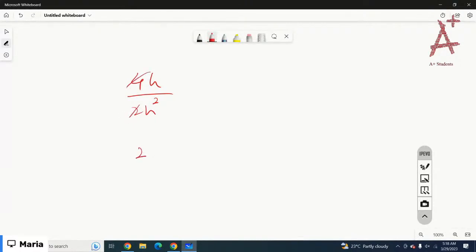Got it? So here you are left with 2. Now you can look at the h. Here you have 1 and here you have 2. You cannot subtract 1 minus 2. You need to divide. You can shift the 1 to the denominator. So it would be 2 minus 1 because both of the variables are exactly the same. So 2 minus 1 is 1. So it would be 2 over h. Got it? So the correct option is 2 over h. Got it?